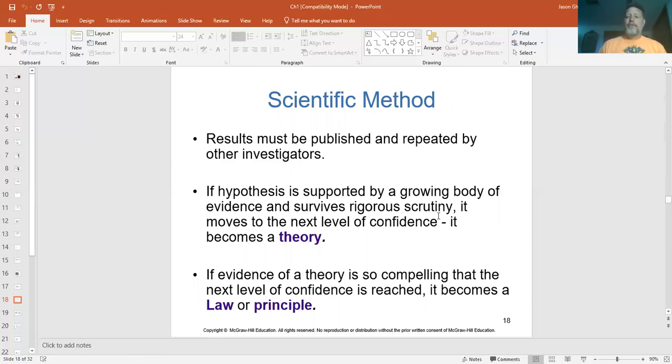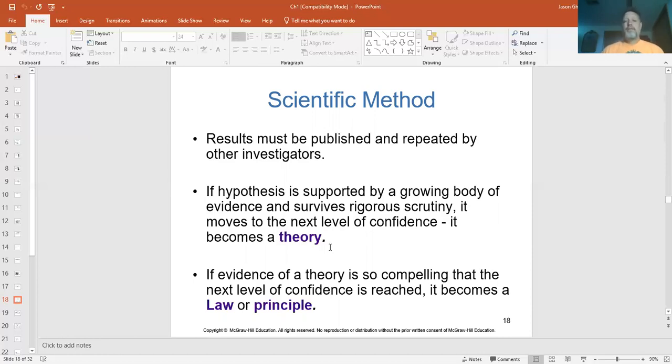If your hypothesis stands up to this, and other people's experiments support it also, then you can go up to a higher level of knowledge and a higher level of confidence, and we call this a theory. So the theory has been tested many, many times over years by lots and lots of different people, and all their different experiments have come back and supported this idea. That's what a theory is.